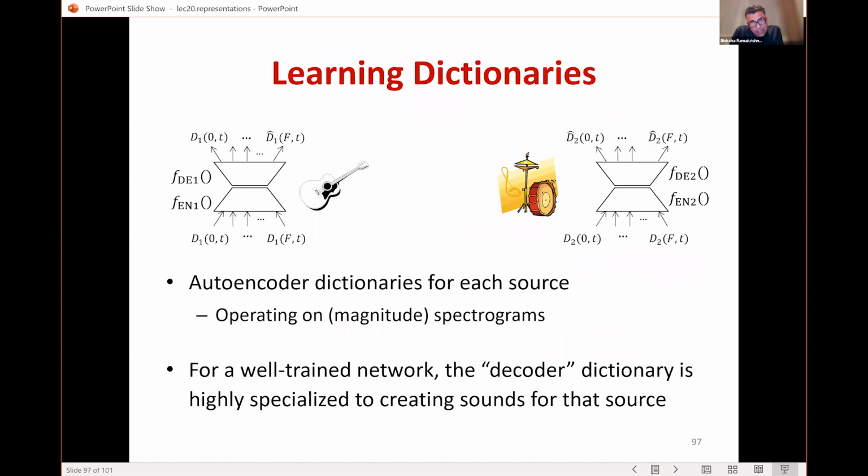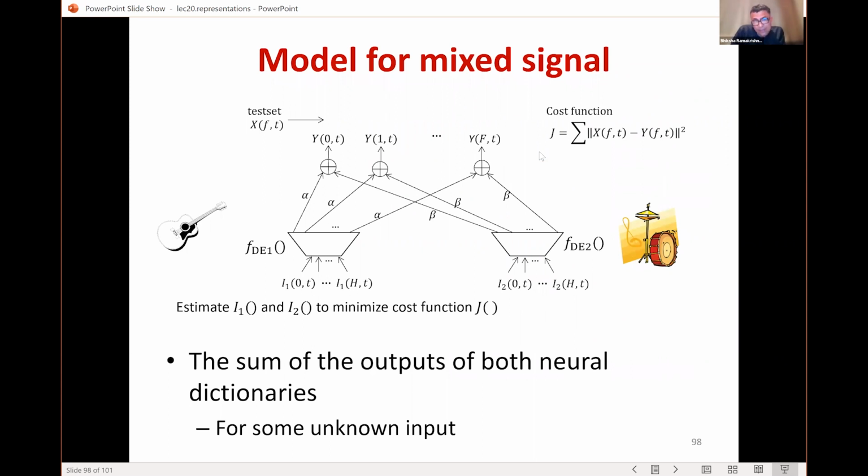I'm going to recompose this. I'm going to be using these autoencoders. I train one autoencoder on my first source and a second autoencoder on the second source. And now I know that the dictionary, this decoder of this autoencoder, can only generate sounds like the first source. The decoder of this autoencoder can only generate sounds like the second source. And now when I'm given my mixed recording, I'm going to say that there was some sound produced by this guy and some sound produced by this guy that when added gave me my mixed recording, right?